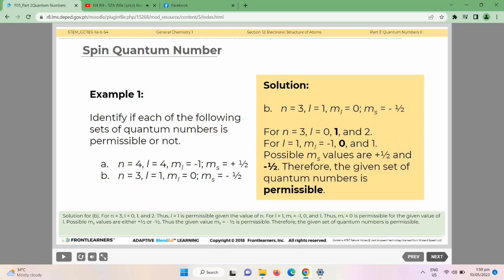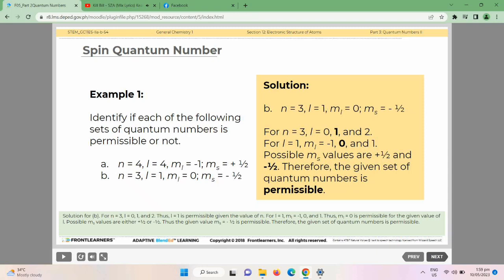Solution for B. For principal quantum number, we have 3. For angular momentum number, we have 0, 1, and 2. Thus, angular momentum number equals 1 is permissible given the value of principal quantum number. For angular momentum number 1, we have magnetic quantum number values of negative 1, 0, and 1. Thus, magnetic quantum number equals 0 is permissible for the given value of angular momentum number.